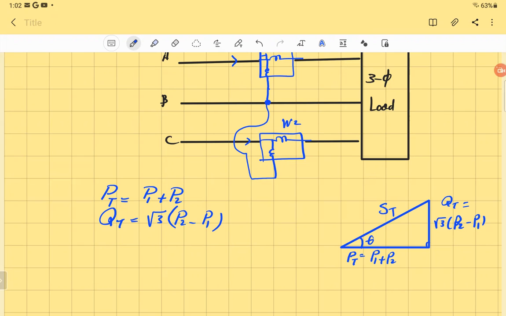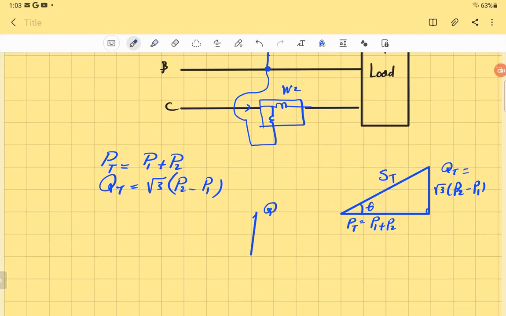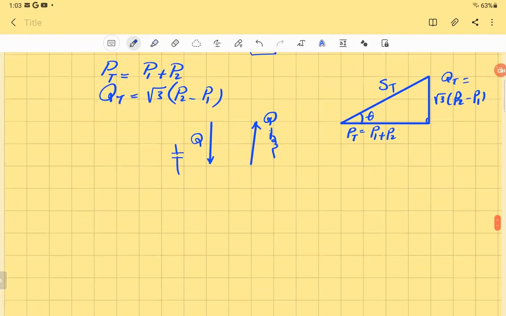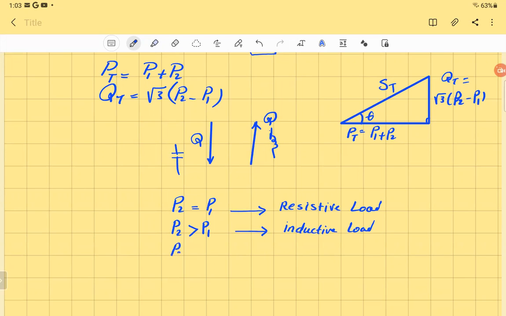What happened if he found that the Q is positive, or in other words, P2 is bigger than P1? Inductive load, that's right. Why? Because we agree that when Q up, that's inductive. That's for the inductor. When Q down, negative, that's a capacitor. So let's make this observation. If P2 is equal P1, the load is a resistive load. If P2 greater than P1, it means Q would be positive, so it means it's inductive load. And if P2 less than P1, it's capacitive load.